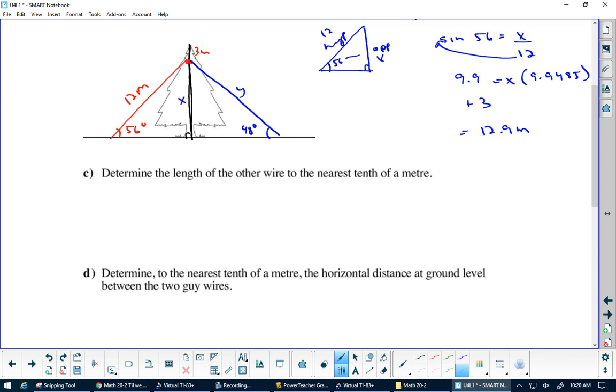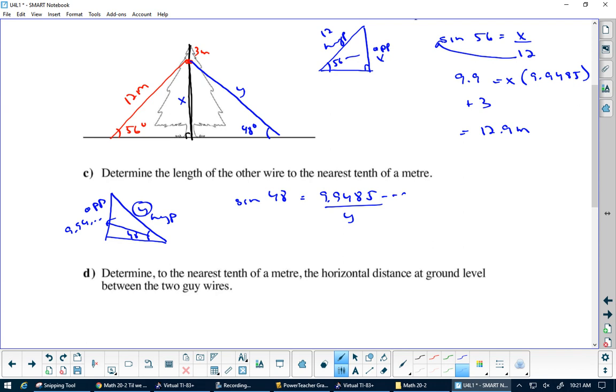So now we're dealing with this triangle here. I know this is 9.94 dot dot dot. I don't know this, and I know this is 48. So that would be opposite over hypotenuse. So sine 48 equals the opposite, 9.9485 dot dot dot divided by y in this case, because that's my y. So these two trade, so you've got 9.9485 divided by sine 48, and you'll get y to equal 13.4. So that is the length of the wire.